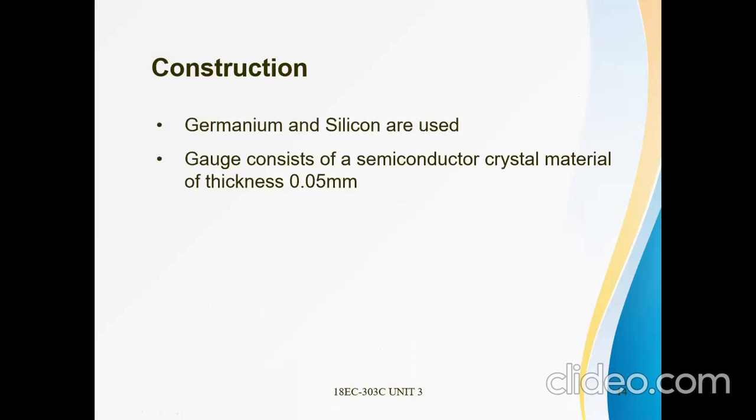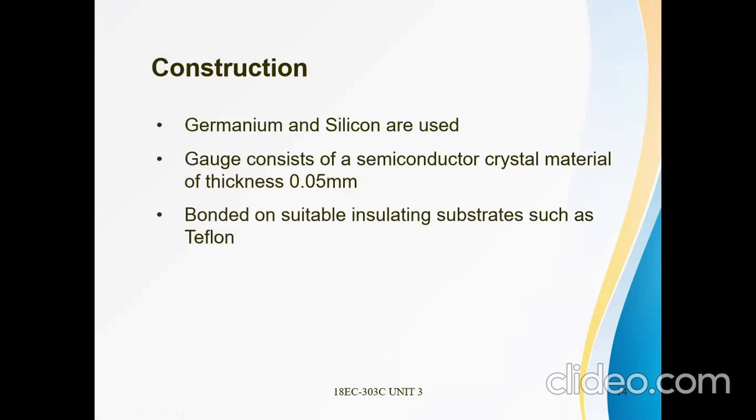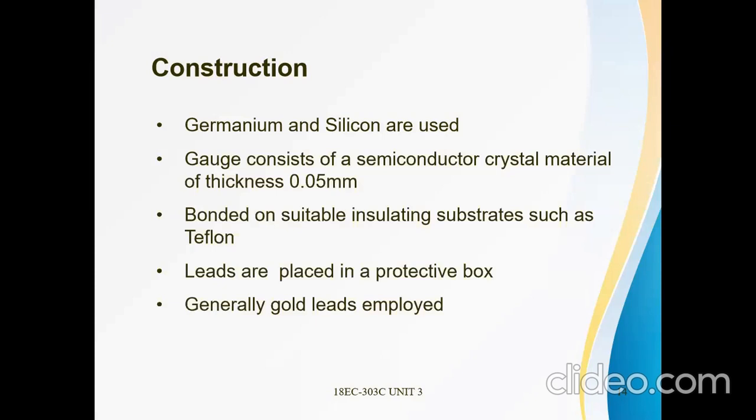The gauge consists of semiconductor crystal material of thickness 0.05 mm, bonded on suitable insulating substrates such as Teflon. This material is bonded on an insulating material, generally Teflon. Leads are placed in a protective box. Already, just now, we mentioned these are gold leads. These are placed in a protective box. Generally, gold leads are employed.